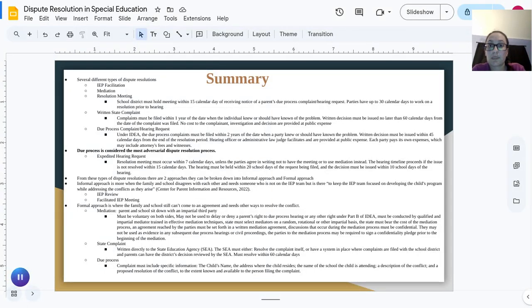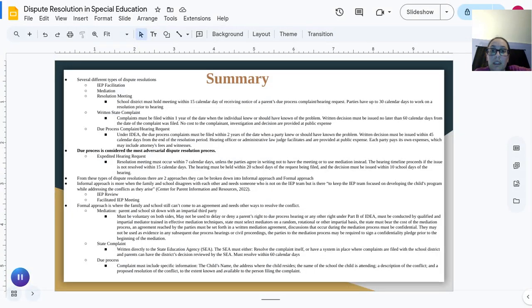We have also expedited hearing request. This is a resolution meeting that must occur within 7 calendar days unless parties agree in writing not to have a meeting or to use mediation instead. The hearing timeline proceeds if the issue is not resolved within 15 calendar days, and the hearing must be held within 20 school days of the request being filed, and a decision must be issued within 10 school days of the hearing.